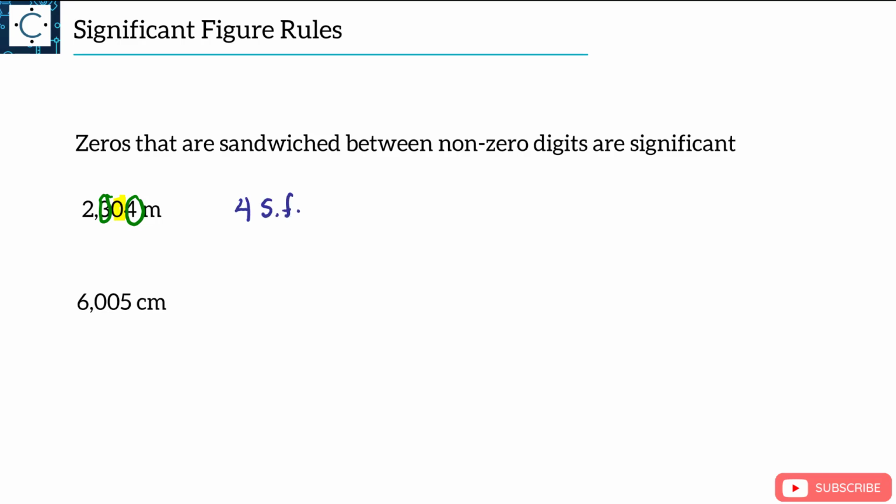Now, the quantity of sandwiched zeros does not matter. So if you have 2 sandwiched zeros, those both are still going to be significant, along with the 1, 2 non-zero digits to make a total of 4 significant figures.